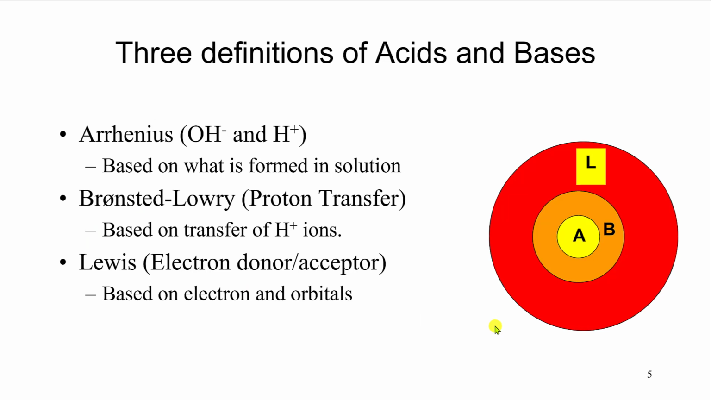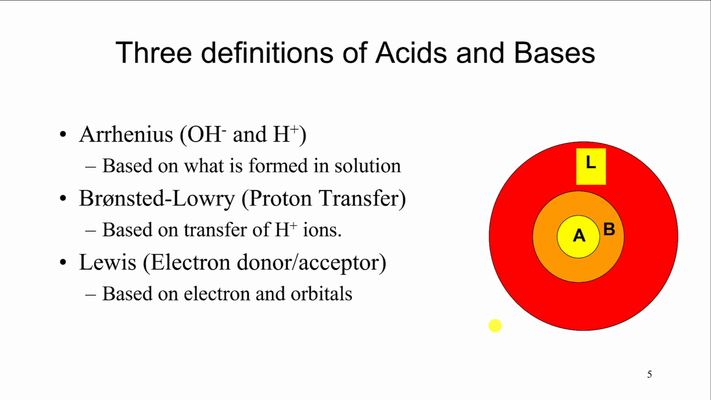Okay, so there are basically three. I hate this chapter because I like to say basically a lot, but anyways, basically there's three different definitions of acids and bases that are common. The Arrhenius definition is the one you first learned from general chemistry, and basically, acids have hydrogen, right, and bases have hydroxide. And really, the Arrhenius definition is based on what's formed in solution. That is, do you form hydronium ions, H plus, or do you form hydroxide ions? Now, that's the definition you're probably most familiar with.